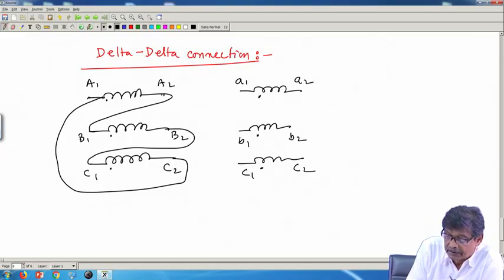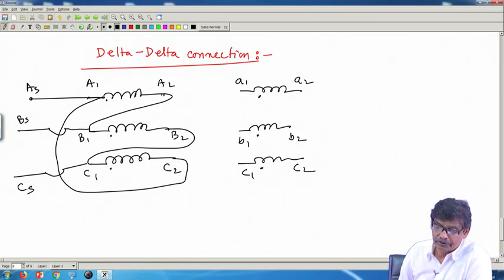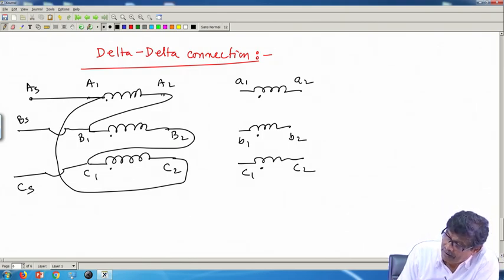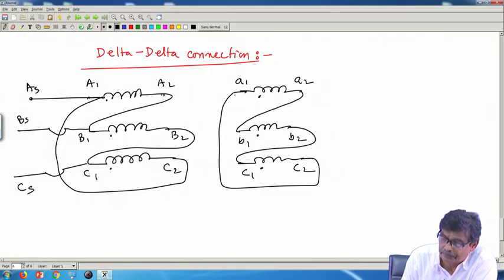And I will give supply, connect supply here AS to B1, BS and to this junction CS. Okay. Now, suppose there are only two possibilities here, this way you connect the secondary, also this way, same way. Let us see what vector group it results into because of this connection. Proper delta connection, correct.